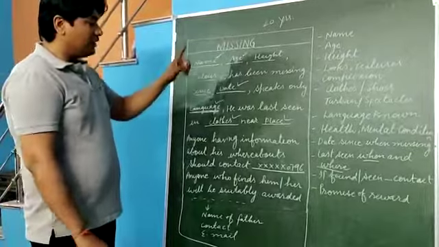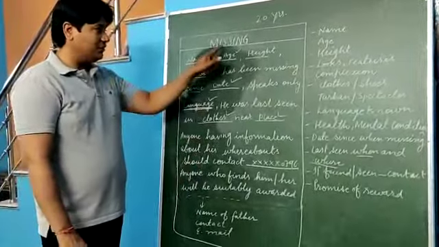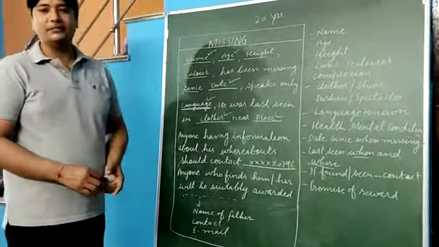So now you will write an advertisement under the column missing from BBC Compactor. Thank you.